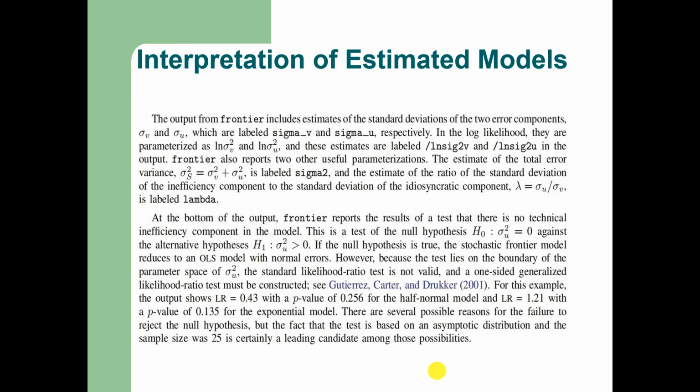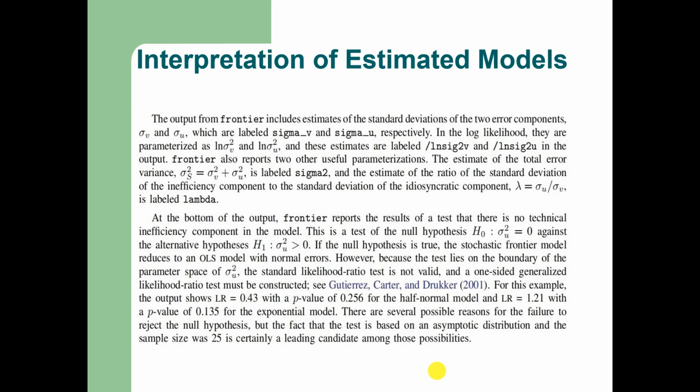So sigma2 in the estimated model stands for sigma square s, and that is the estimate of the total error variance. And the estimate of the ratio of the standard deviation of the inefficiency component to the standard deviation of the idiosyncratic component, lambda, is equal to sigma u divided by sigma v, and this is labeled as lambda.